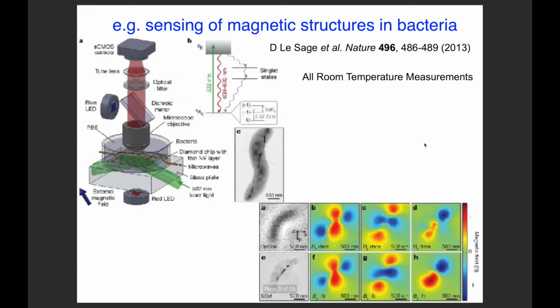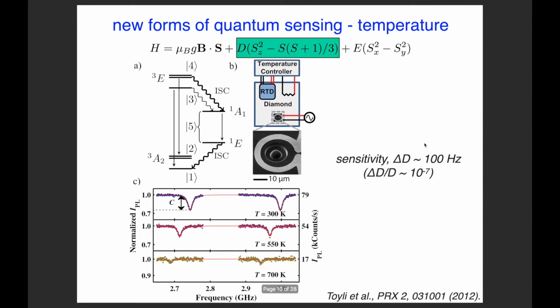And that's going to even be applied to systems that are somewhat surprising. This is sensing magnetic structures in living bacteria. So this is all at room temperature. These bacteria have little magnetic domains in them, and the fringe fields from those can be detected through the setup that's shown in the upper left.